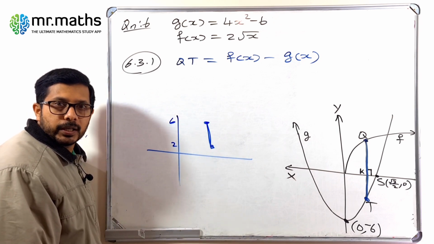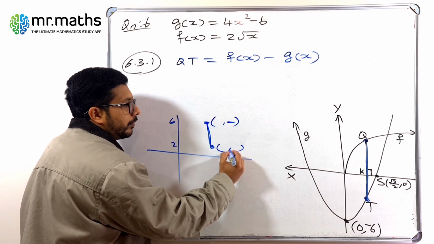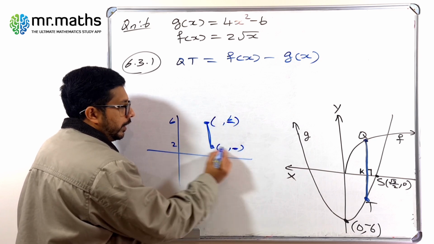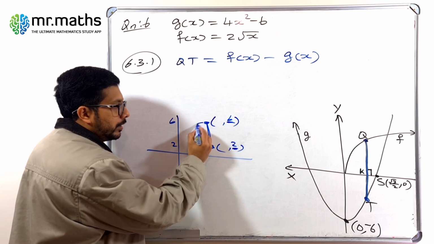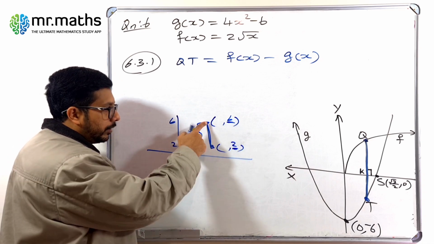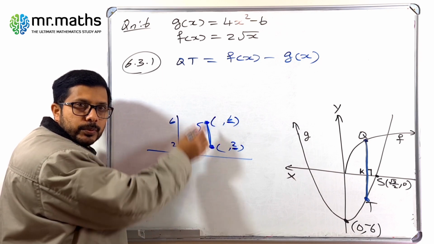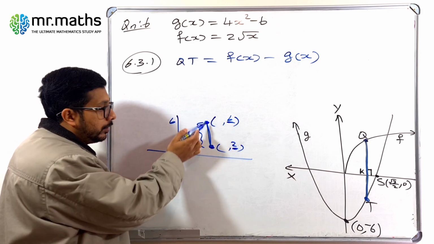6 minus 2. Am I right? This y value minus this y value. Here the y value is 6 and here the y value is 2. So what is this distance? 6 minus 2, 4. Am I right? At this point y value minus this point y value, that is the distance between these 2 points.